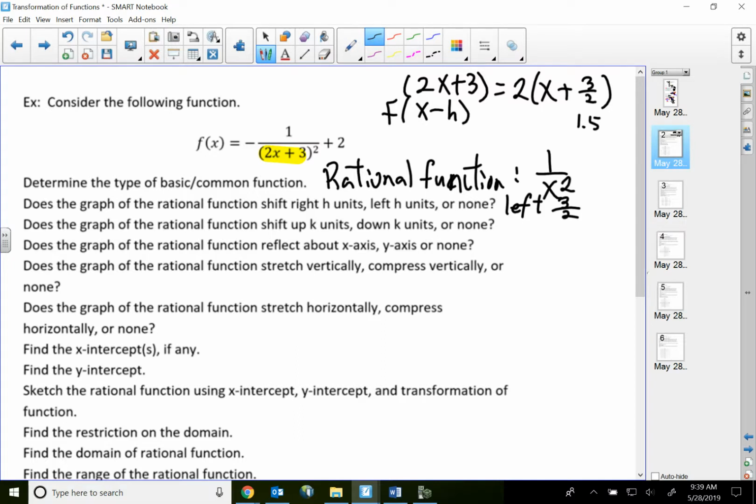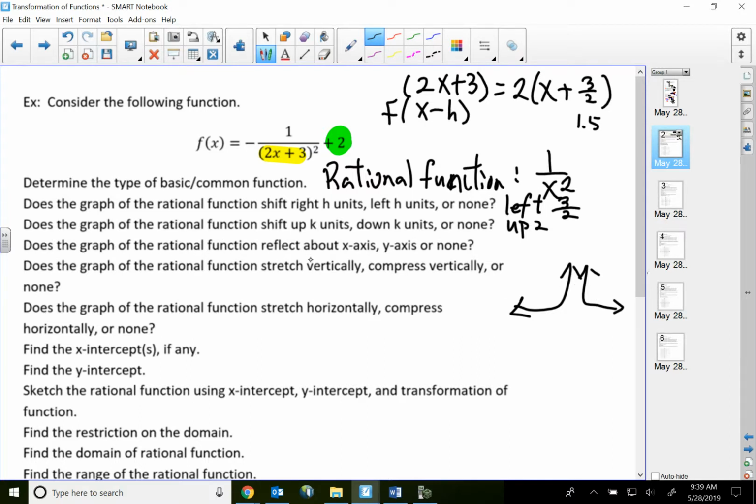Vertical shift, that will be the k that is outside of my function. So that will be the plus 2, so that will be up 2 places. Remember now, my original picture looked something like this, right? So this whole picture has now shifted to the left 3/2 units and up 2, because it was sitting originally around the origin, but now it's shifting away from the origin.